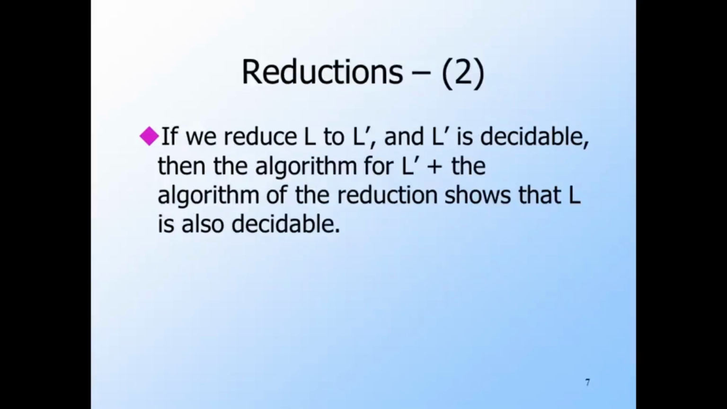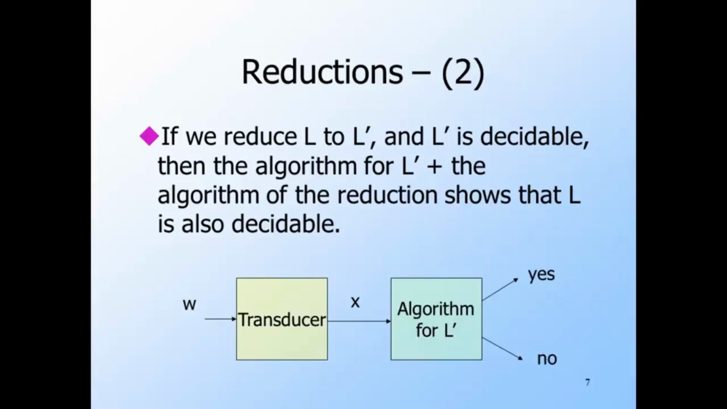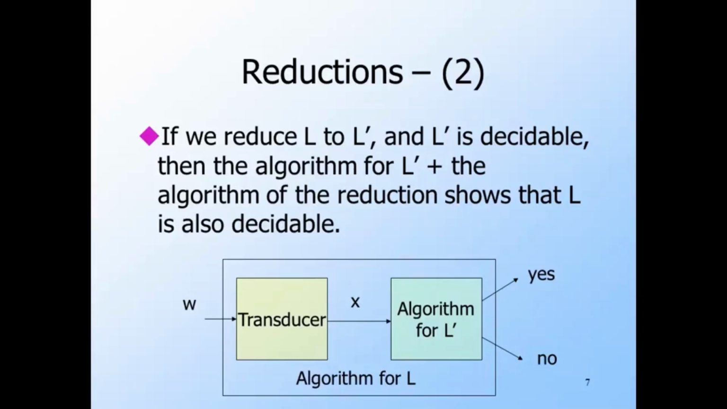So if we reduce language L to L prime using such a transducer, and L prime is decidable, that is, there is an algorithm to test membership in L prime, then there is also an algorithm for L. That is, we start by applying the transducer to input W and producing output X. We apply the algorithm for L prime to input X and decide whether or not X is in L prime. Either way, the algorithm renders a decision, either yes or no. And these two steps form an algorithm for L. The whole thing takes input W and tells us whether or not W is in L.